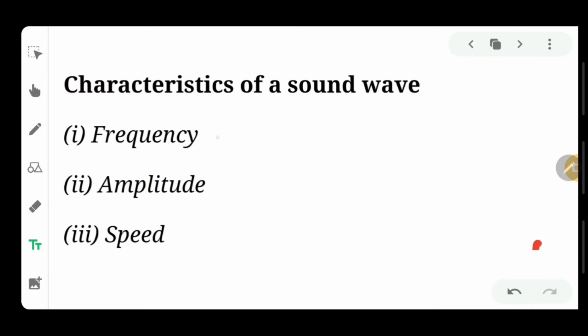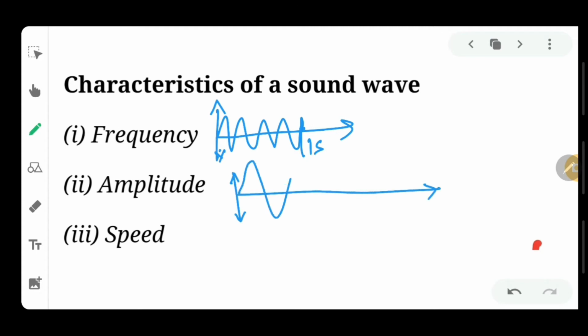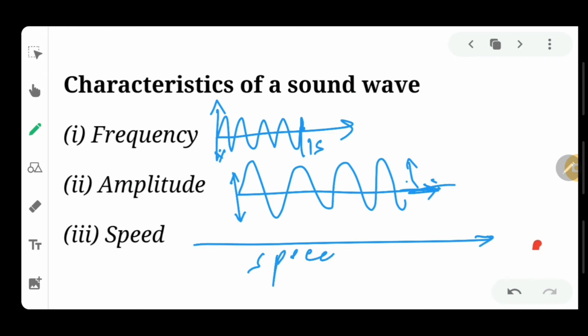So there are three characteristics: amplitude, frequency, and speed. Frequency is number of oscillations per second. Amplitude is your maximum displacement from the mean position. Okay, so if I try to draw for frequency, then it is nothing but how many waves are passing per second, or number of oscillations per second is nothing but frequency. If you consider the amplitude, then amplitude is nothing but the height of the wave, or you can say maximum displacement from the mean position, and at last we will know at which speed a wave is traveling.